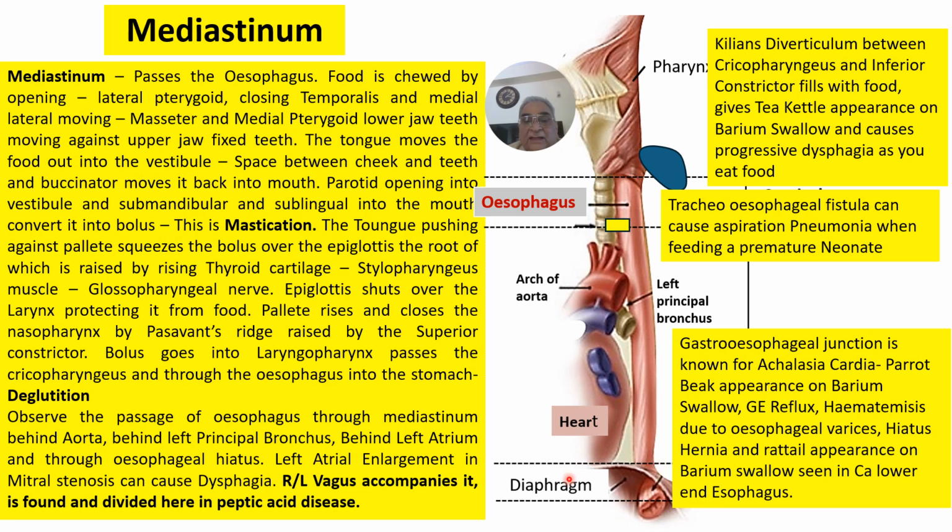The fourth thing is that if there's a cancer of the lower end of the esophagus, you'll find a rat tail appearance in the lower end of the esophagus. You will have to resect or bypass the obstruction and treat the cancer by radiotherapy or chemotherapy. So these are the conditions of the esophagus which we must remember.